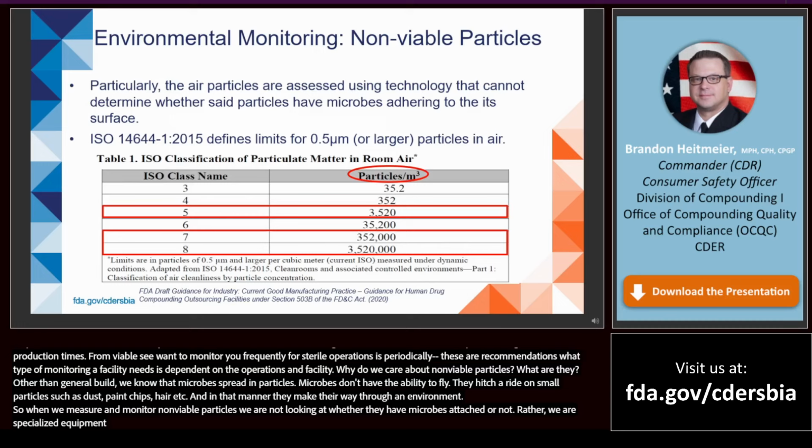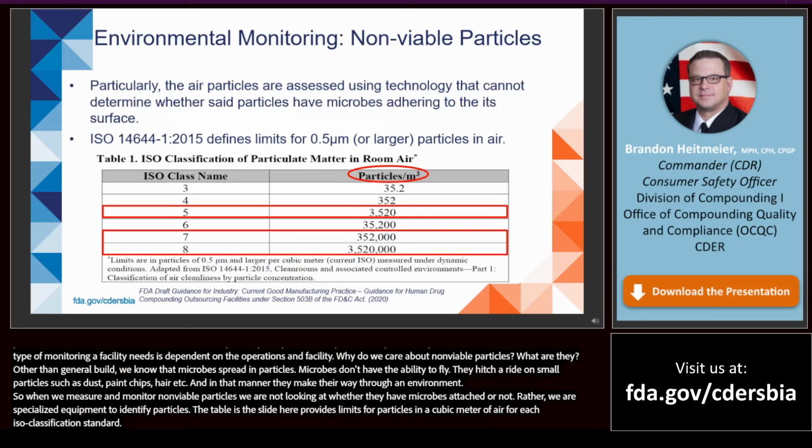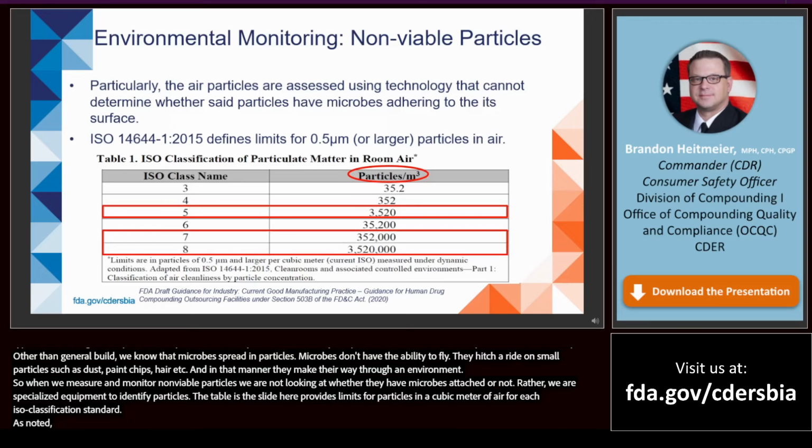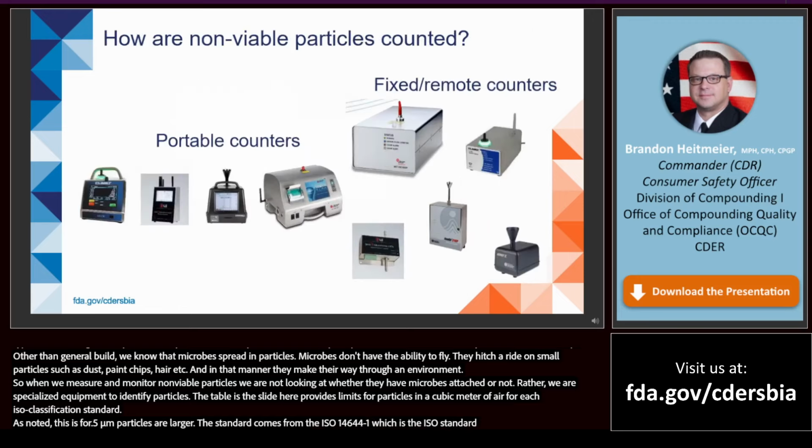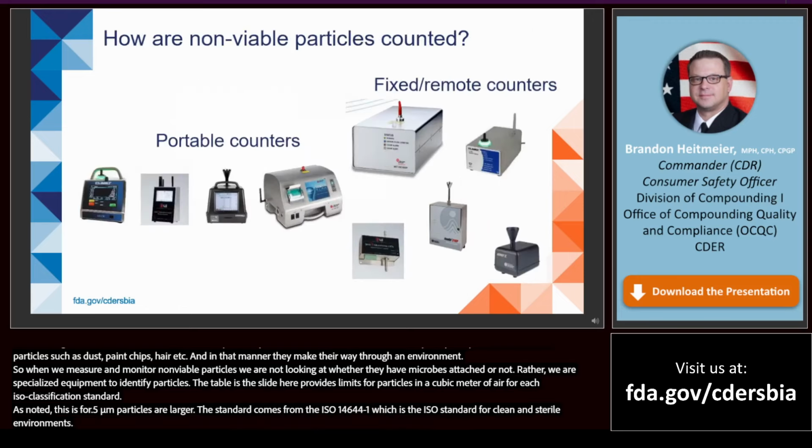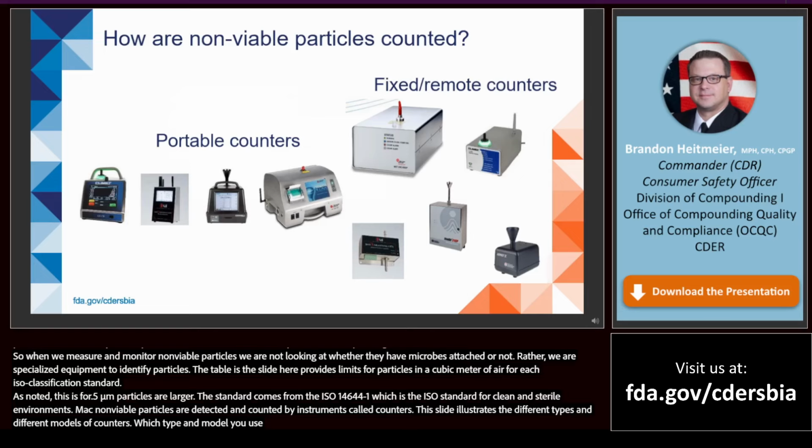The table in the slide here provides the limits for particles in a cubic meter of air for each ISO classification standard. As noted, this is for 0.5 micron or larger particles only. The standard comes from ISO 14644-1, which is the ISO standard for clean rooms and controlled environments. Non-viable particles are detected and counted by instruments commonly called counters. This slide illustrates the different types and different models of counters. Which type and model you use depends on the application and design of the controlled area.